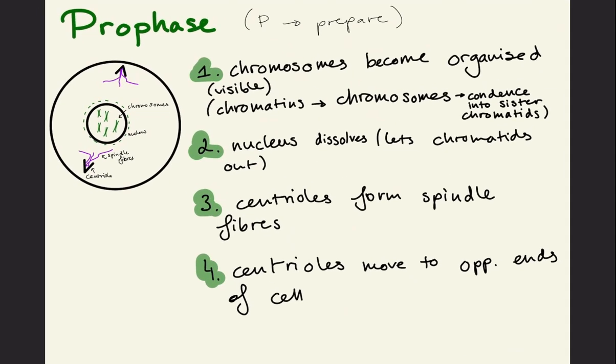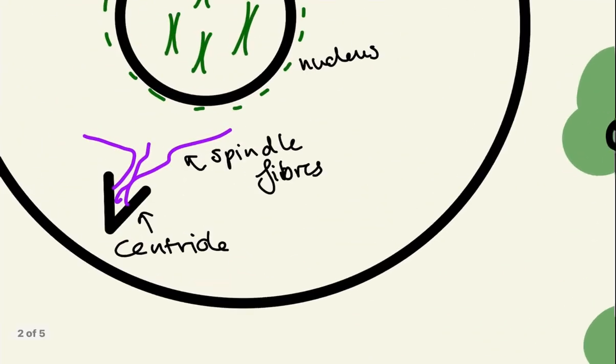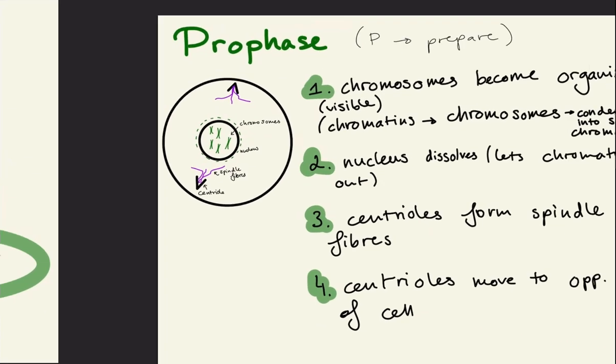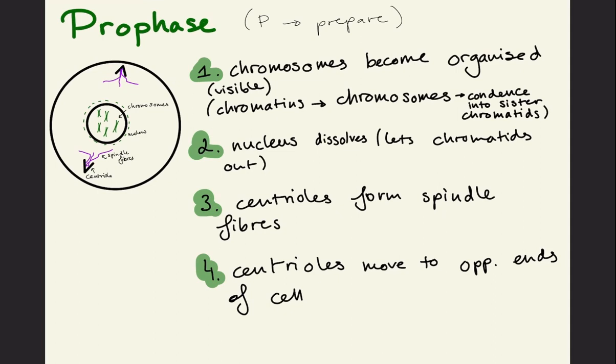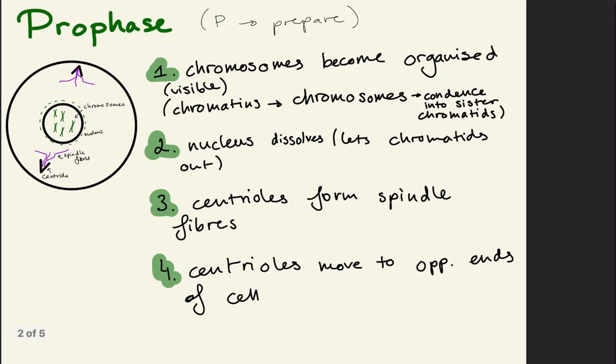Then the centrioles form spindle fibers. Now the centrioles are these structures right here, these little V's, and these structures are in the cytoskeleton of the cell, and they aid in forming the fibers. And you will see what the fibers are used for later. These are the spindle fibers right here, right? And so they form these spindle fibers, and centrioles move to the opposite side of the cells. You will see why in just a second.